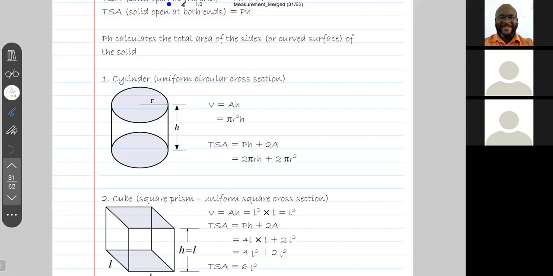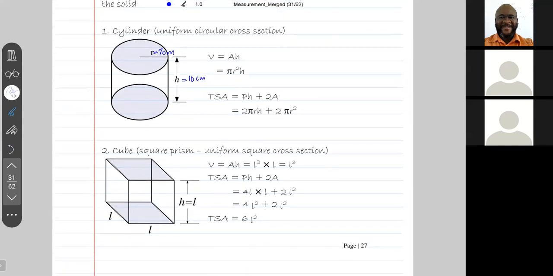All right, so for example, I'm going to make the radius here 7 centimeters. I'm going to make the height here 20 centimeters. No, not 20. Let's make it 10 centimeters. All right, this shape is a cube.